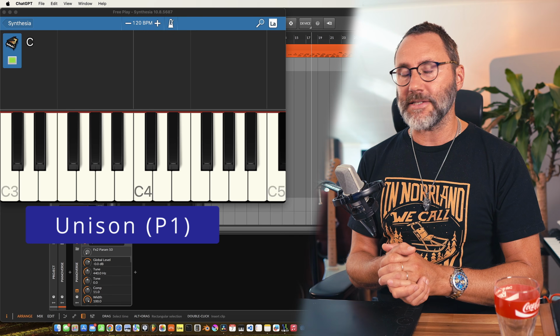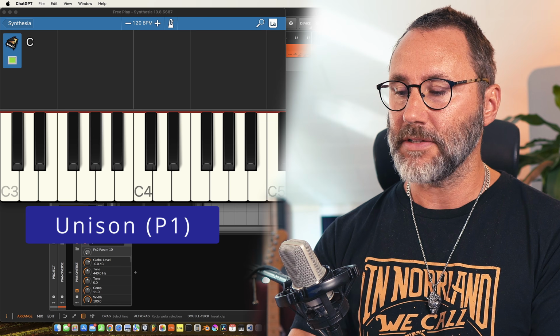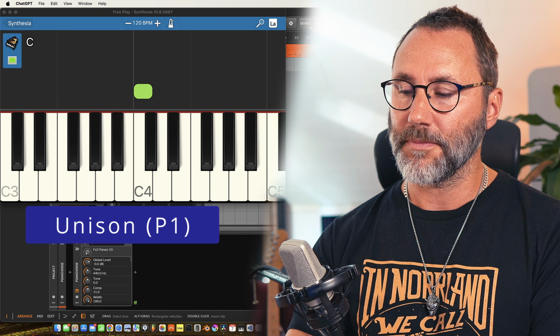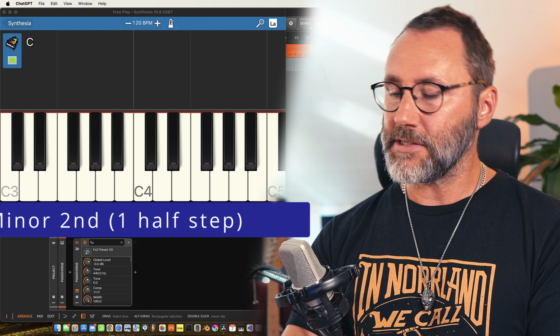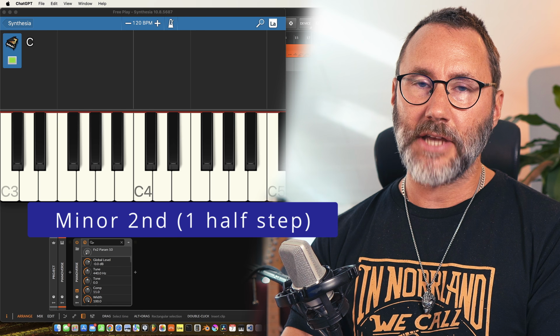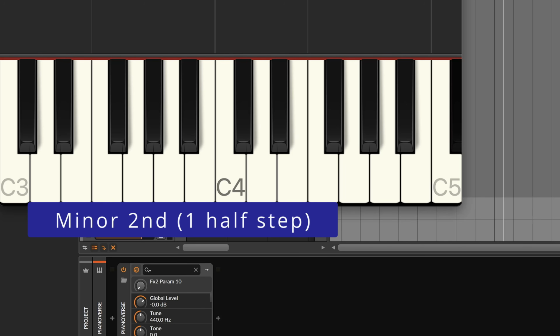Right, so our first interval is called unison or perfect unison. And that's when you have two voices basically playing the same note. So if we play a C4, it's unison. The next interval is called minor second or half step. It's one semitone or one half step away from our root note. So if we play a C4, our minor second is gonna be the C sharp.